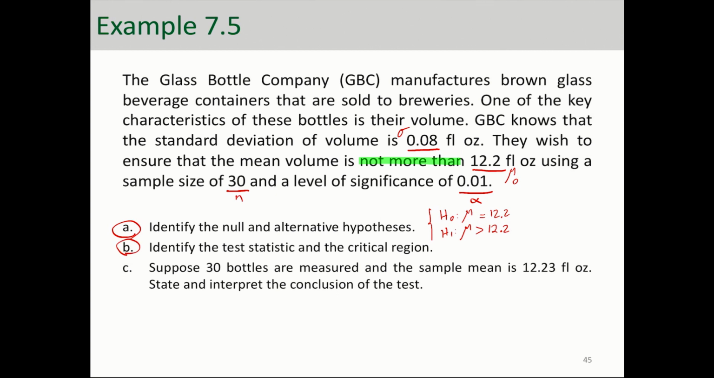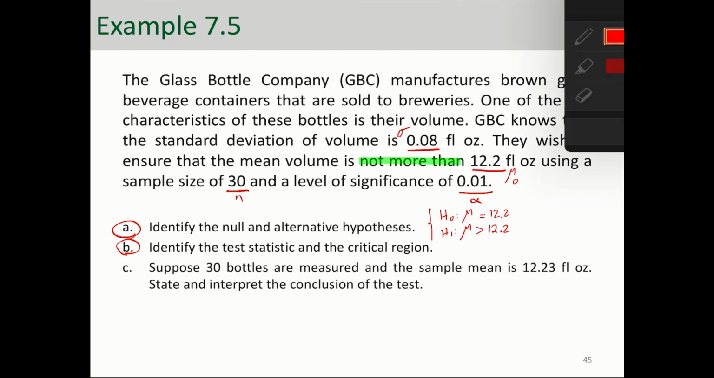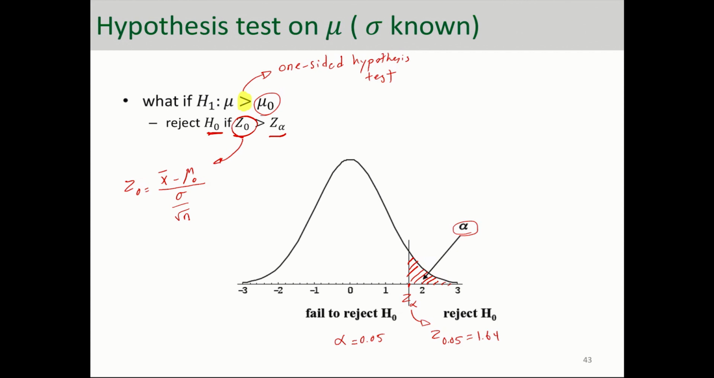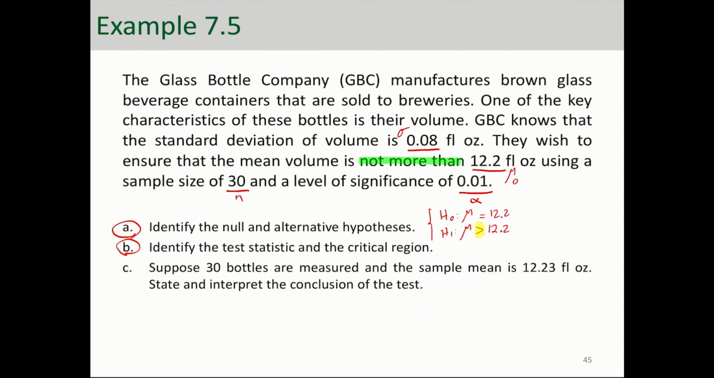Now in part B, we're asked to identify the test statistic and critical region. This is a one-sided test, so the critical region would be on one side of the normal distribution, as we talked about before. And because this test has the more than sign, it is the situation that we had here. So we're going to have a critical region on the right-hand side of the normal distribution.